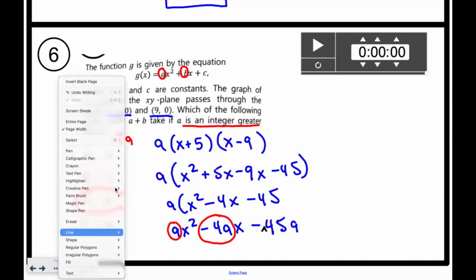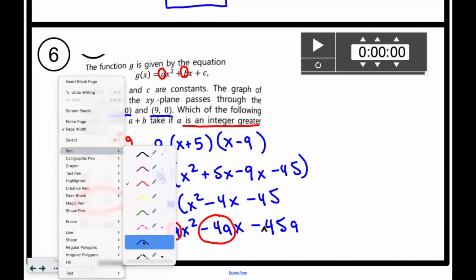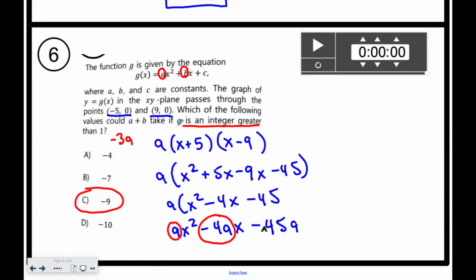Okay, so basically, intercept form, another name for it is factored form. So it's the thing that gives us the x-intercepts in a quadratic, or really any polynomial, when we get it completely factored.